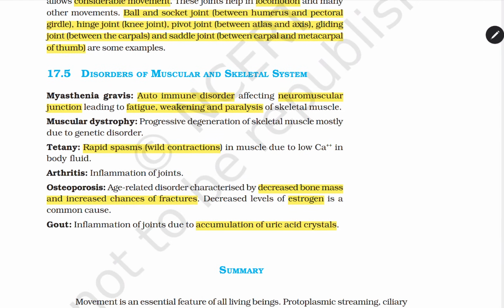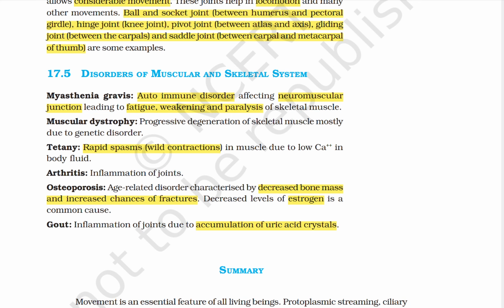Myasthenia gravis is an autoimmune disorder. It affects the neuromuscular junction leading to fatigue, weakening and paralysis of skeletal muscles. Muscular dystrophy, it is progressive degeneration of skeletal muscles mostly due to genetic disorder. Tetany, rapid spasm, wild contraction in muscles due to low calcium level in the body fluid.